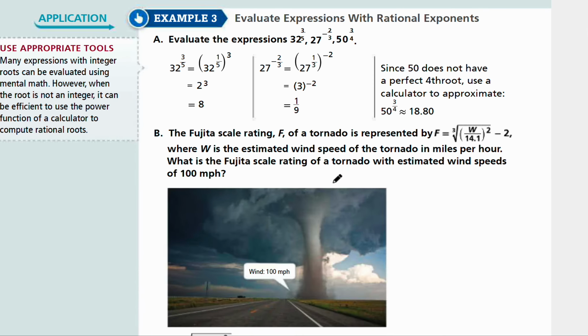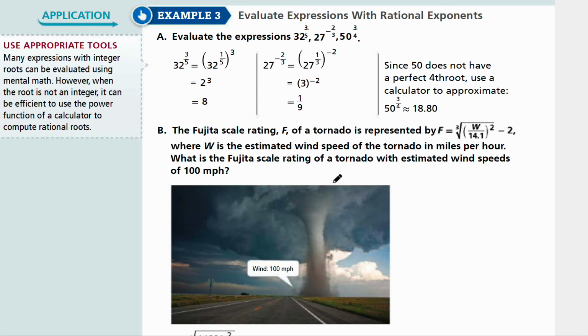Example 3. Evaluate expressions with rational exponents. Part A, evaluate the expressions 32 to the power of 3 over 5, 27 to the power of negative 2 over 3, 50 to the power of 3 over 4. So remember that the fractional exponent means the power is the numerator, and the nth root in your radical is the denominator.